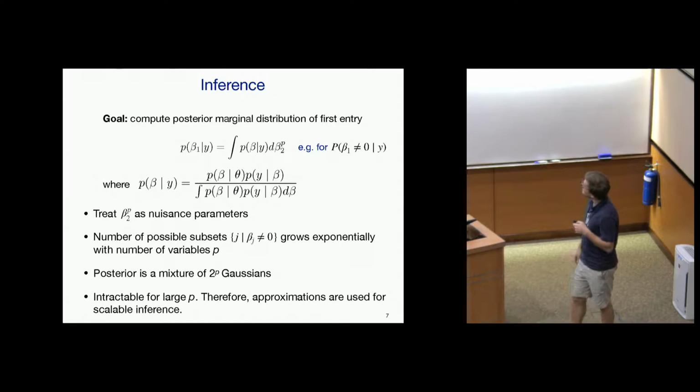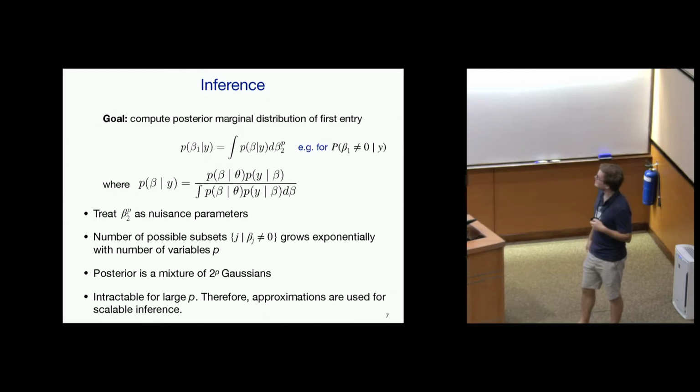So now we've set it up like this. Beta 1 is our parameter of interest, so we can say that beta 2 to p are in the model, but they're not really of interest at this point. So let's call them nuisance parameters. That's just for now, so you know what I'm referring to if I say nuisance parameters later on in the talk.